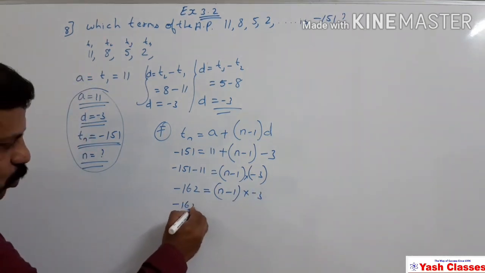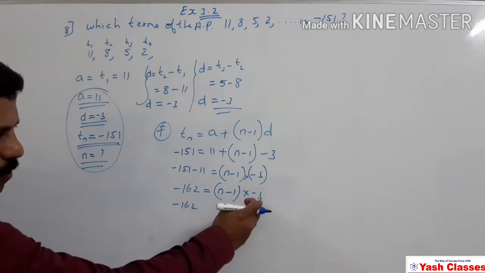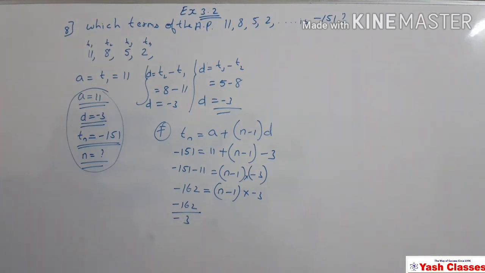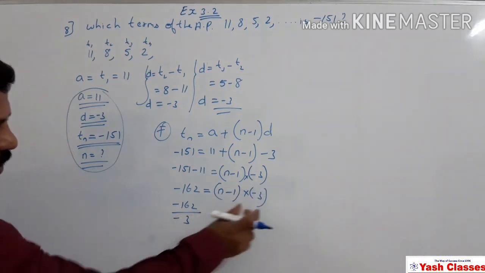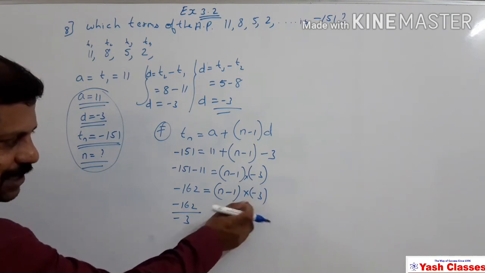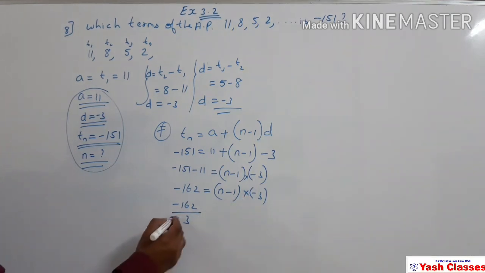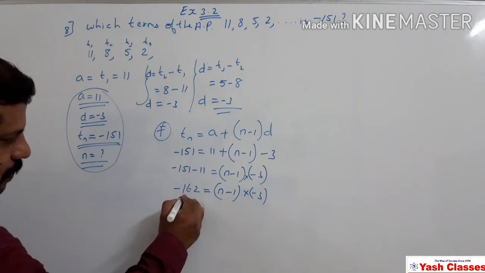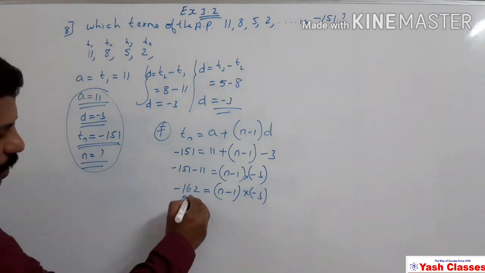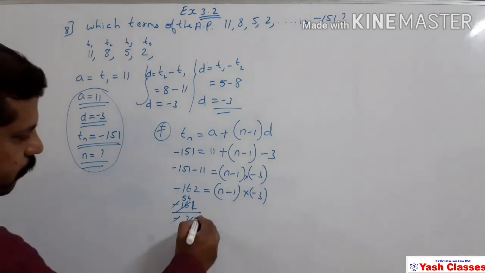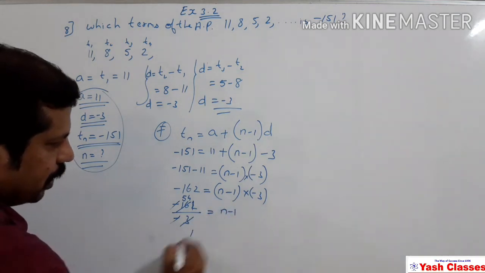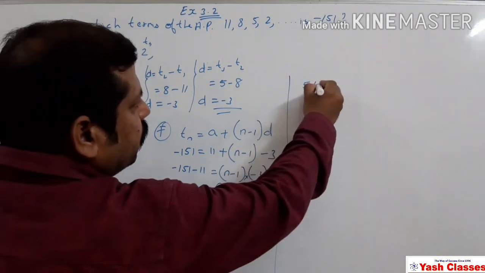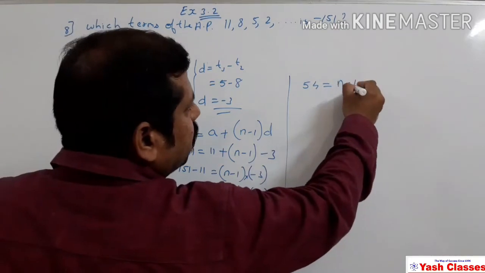Now minus 162 as it is. Bring this multiplication, minus 3, here. Multiplication will become division. The sign will not change, but you have to change this sign. Multiplication will become your division. Minus minus cancel. 3 ones are 3, 3 fives are 15, remainder 1, 3 fours are 12. So 54 is equal to n minus 1.